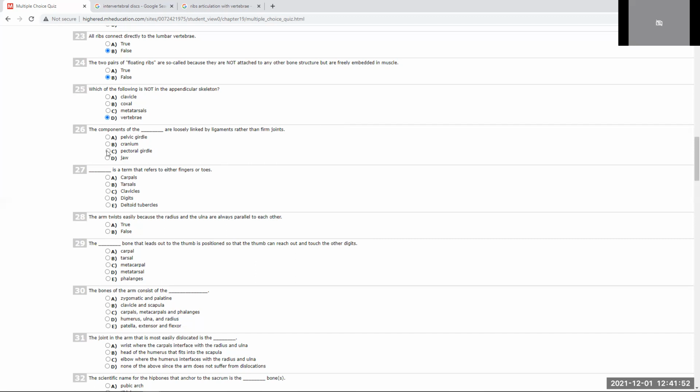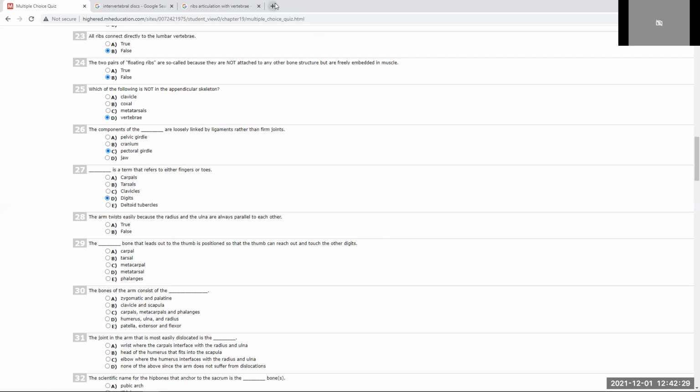We didn't specifically mention it, but it's the pectoral girdle. All right, that is not actually on the syllabus. Let's look at 27. So we're stopping at 30. What is a term that refers to either fingers or toes? If I were to tell you phalanges, that would be true, but it's not an option. The digits. Thank you, yes, either fingers or toes, they're known as digits.